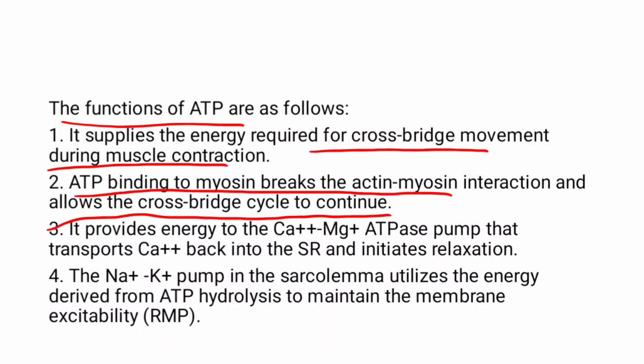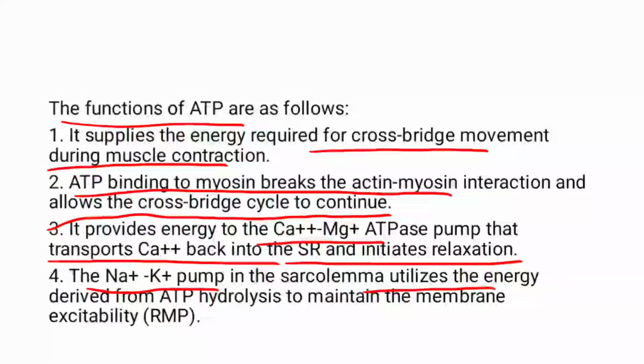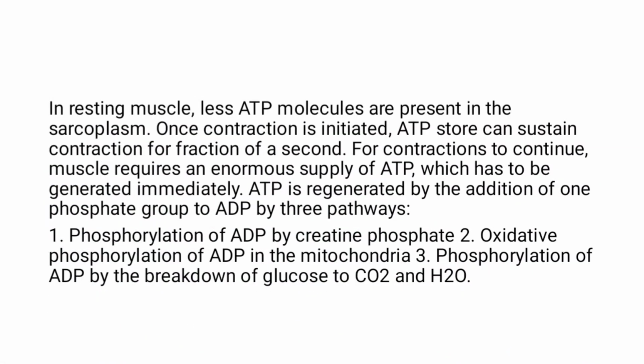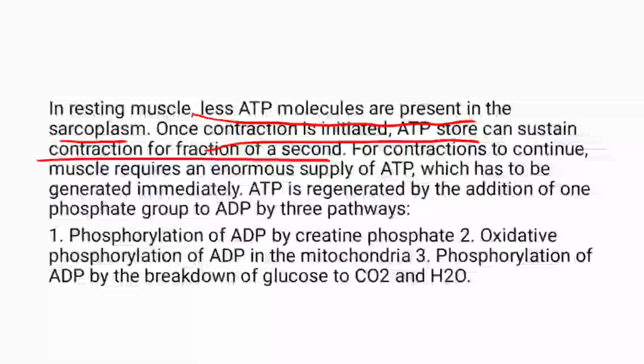It provides energy to the calcium magnesium ATPase pump that transports calcium back into the sarcoplasmic reticulum and initiates relaxation. The sodium potassium pump in the sarcolemma utilizes the energy derived from ATP hydrolysis to maintain membrane excitability. In resting muscle, few ATP molecules are present in the sarcoplasm. Once the contraction is initiated, the ATP store can sustain contraction for a fraction of a second. For contractions to continue, the muscle requires an enormous supply of ATP, which has to be generated immediately.